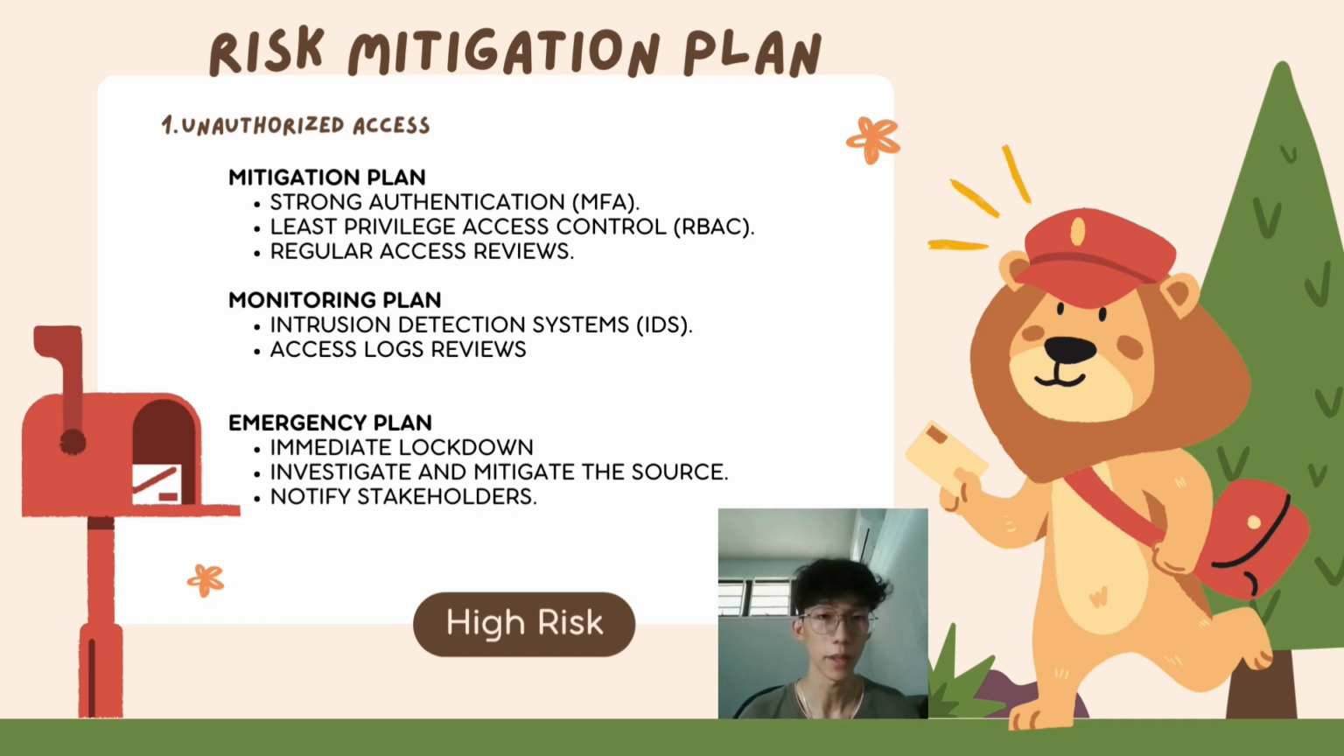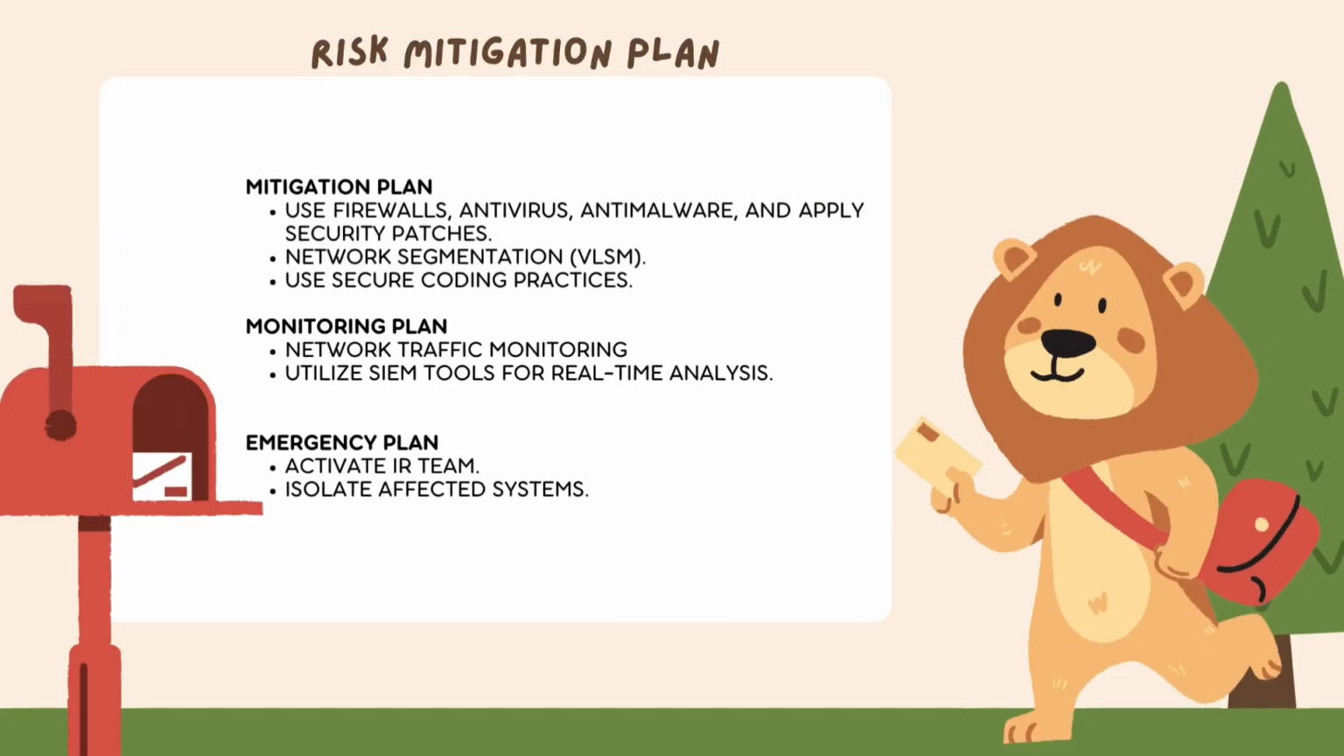And for the emergency response plan, they can immediately lock down any compromised credentials or system to prevent further unauthorized access. And they should also investigate the source and extent of the unauthorized access to determine the cause and prevent future incidents. And they should also inform affected stakeholders about the situation and the mitigation efforts to ensure transparency and trust between the company and the stakeholders.